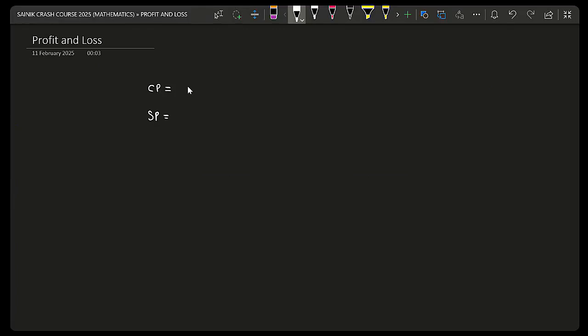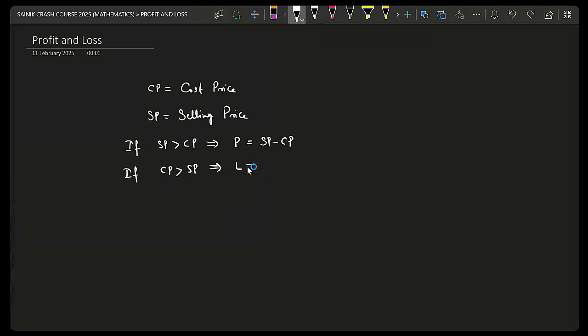CP is the short form we are going to use in this chapter for cost price. SP is the short form for selling price. If selling price is more than cost price, then we get profit. P for profit. So the profit formula is selling price minus cost price. If cost price is more than selling price, then we get a loss. So the loss formula is cost price minus selling price.